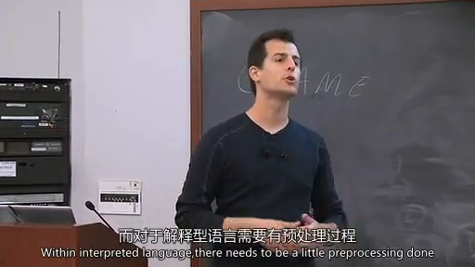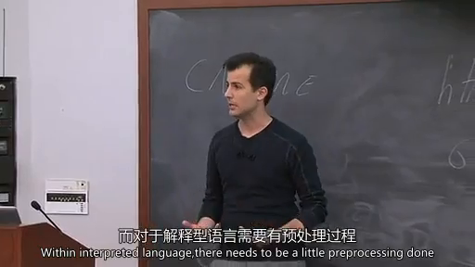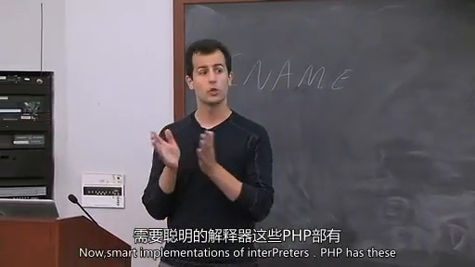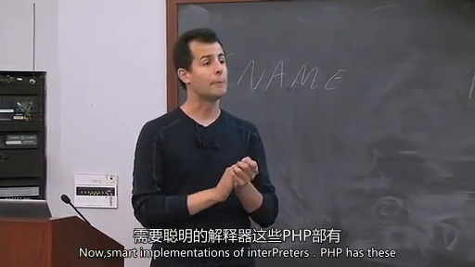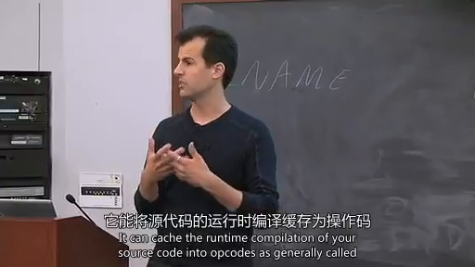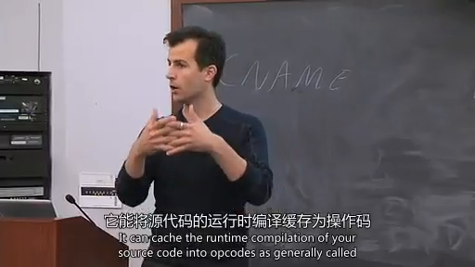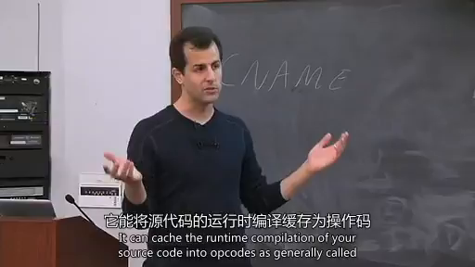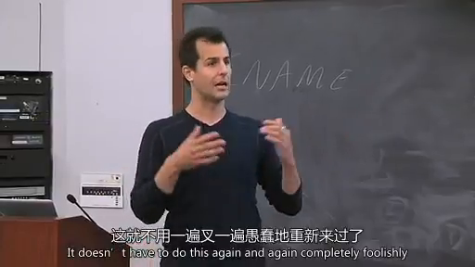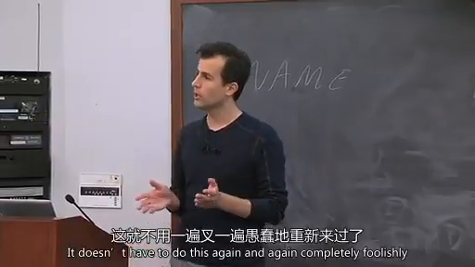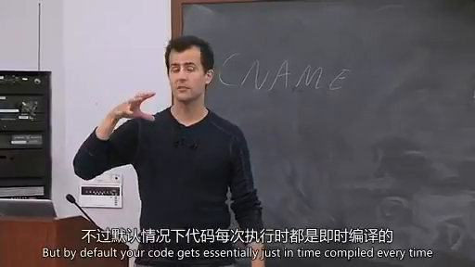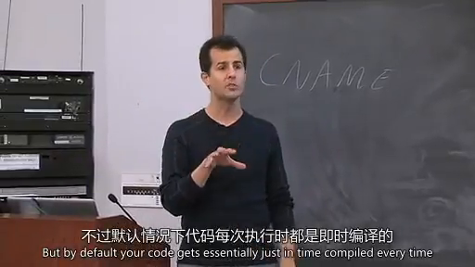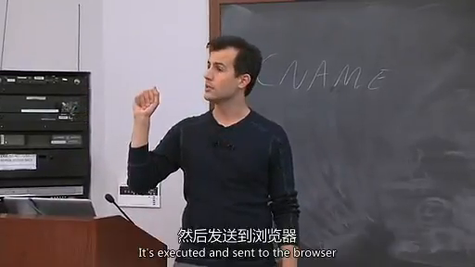With an interpreted language, there needs to be a little pre-processing done. Now, smart implementations of interpreters, PHP has these, can cache the resulting runtime compilation of your source code into opcodes, as it's generally called, so it doesn't have to do this again and again completely foolishly. But by default, your code gets essentially just-in-time compiled every time it's executed and sent to the browser.